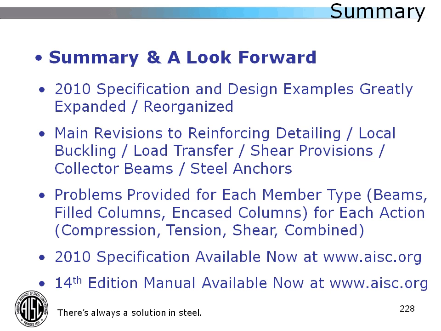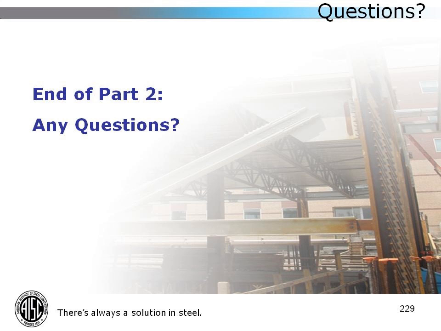We've added a new section on composite collector beams and diaphragms, and we've added a new section on steel anchors with new information on steel anchors in composite components for load transfer provisions. The design examples now provide problems for each different member type for each different force action: compression, tension, shear, and combined. So again, greatly expanded design examples. The 2010 specification is freely available at AISC.org. The 14th edition manual may be purchased either in hard copy or digital form, again at AISC.org. And these design examples are currently available for free at AISC.org/design examples.